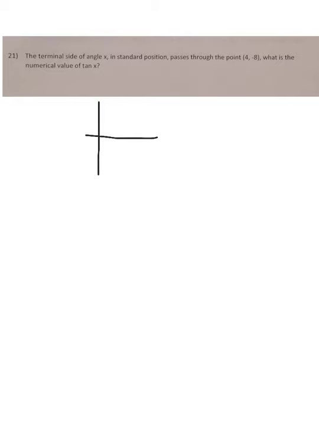Number 21, so we have the point 4, negative 8. Good, this one's a little bit different, yay. So I'm going to go to the right 4, and then I'm going to go down 8, and there would be my point. So I went from the origin over to the right 4, and down 8. So the coordinates of that point, I'm just going to write that, is 4, negative 8.